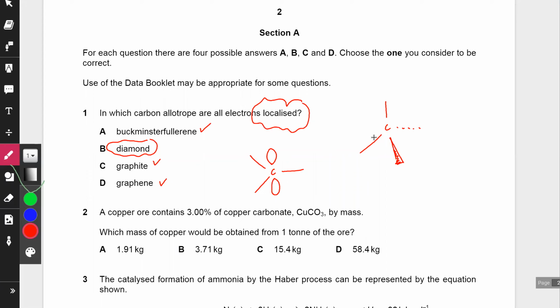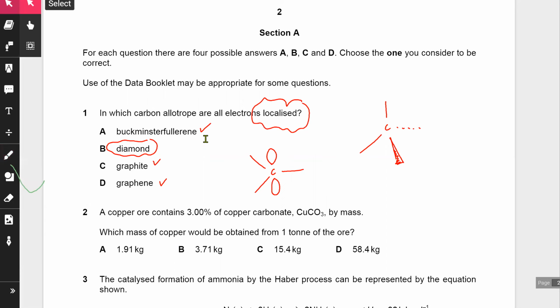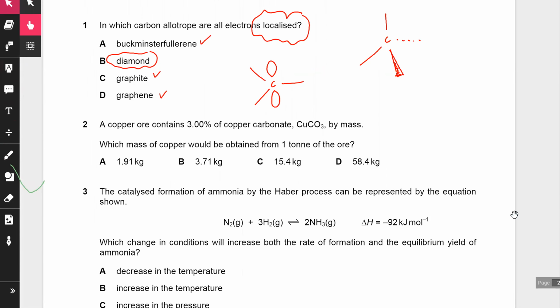Next one is a moles question. I don't know what happened to the board, it's moving. So an ore of copper contains 3% copper carbonate by mass. Which mass of copper would be obtained from 1 ton of the ore?